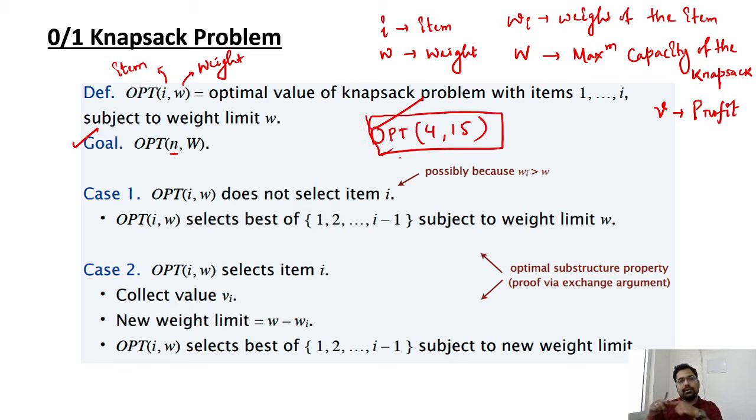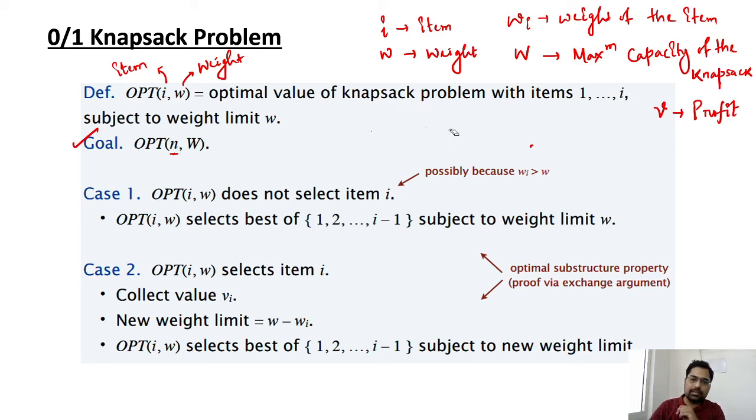Up to the last point, the 4th item, if I pick with the maximum capacity, what should be the profit? OPT here is considered as the profit by considering the weight and profit assigned to that item, and the maximum capacity of the knapsack, the bag of a thief. W is the maximum capacity of the knapsack. N stands for the number of items, which could be 4, 8, anything. Our target, our aim, is to find the maximum profit.